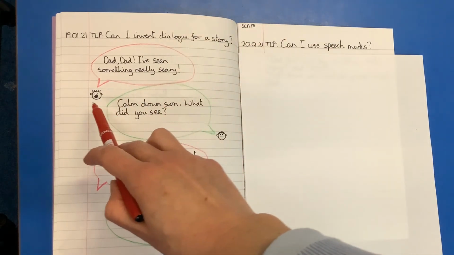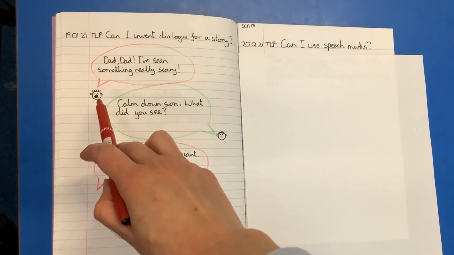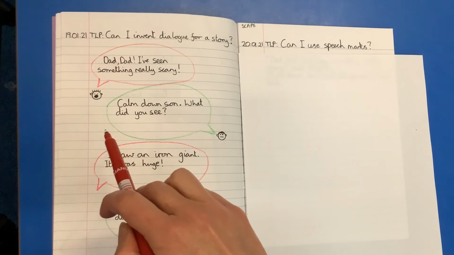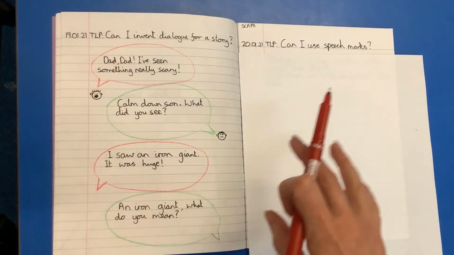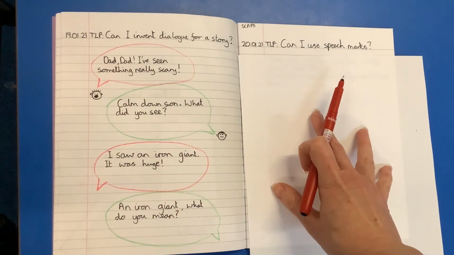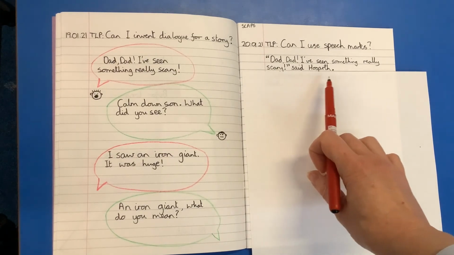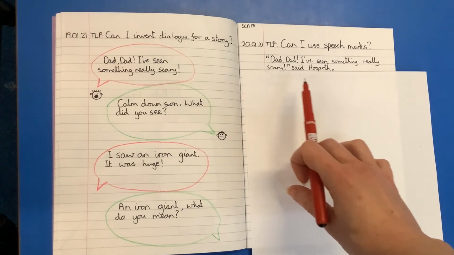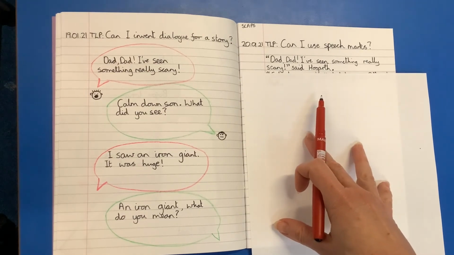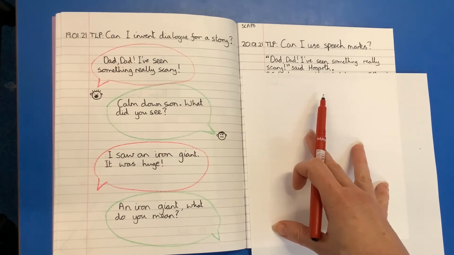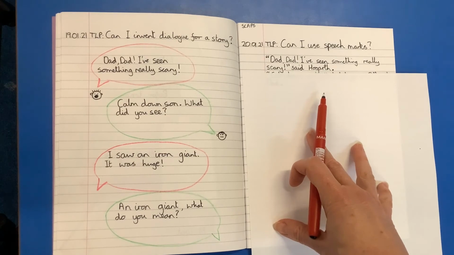Now, my first sentence is spoken by Hogarth, and I've drawn him here. He's got sticking up hair, his mouth is wide open because he's shouting, and he's a bit scared. So let's see how I've punctuated that first sentence. "Dad, I've seen something really scary!" said Hogarth. Now, let's check I've done all the things that I'm supposed to do.